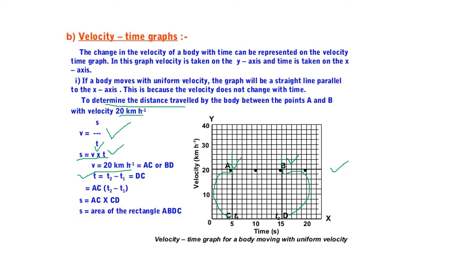And in time, we have T2 minus T1. First it started at T1 and it ended at T2, so T2 minus T1 can be written as DC. If we put it in the formula, S is equal to V into T, which can be written as S is equal to AC into CD. Actually, AC and BD both form a rectangle. So once you apply the formula for the area of a rectangle, you will get the value of the distance.